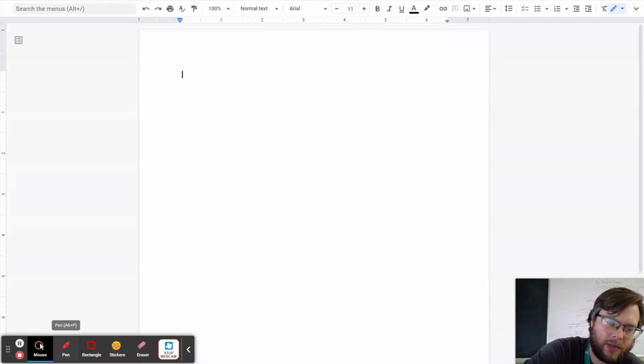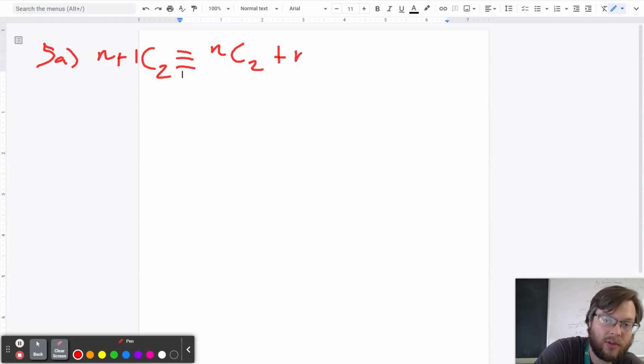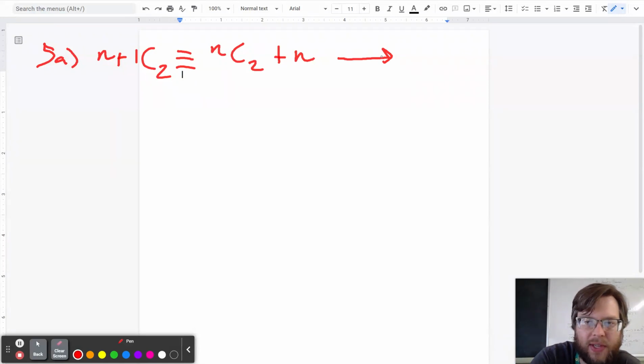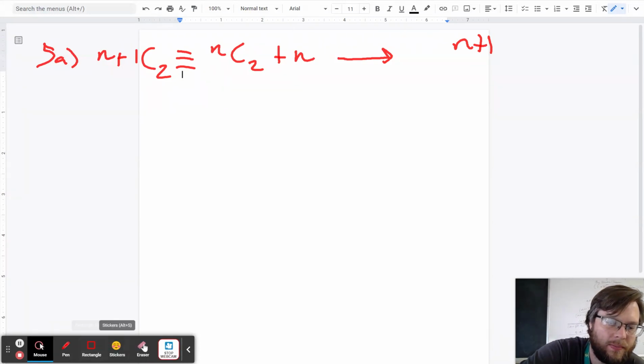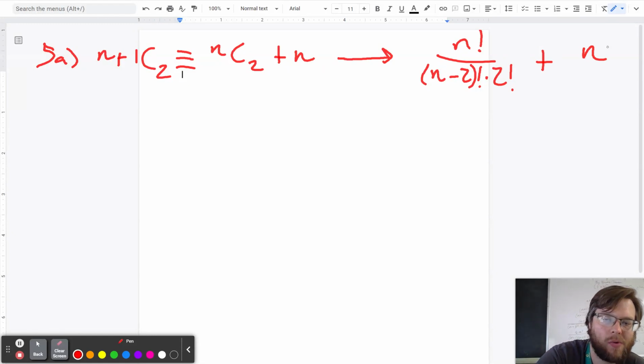All right, so I had some people ask about question 5, proving some combination coefficients. So I have n plus 1 choose 2 is equivalent to n choose 2 plus n. And so sometimes it's nice to just write over here the right side of it in a different way. The right side is not n plus 1. The right side is just n factorial over n minus 2 factorial times 2 factorial plus n. Okay, so this is kind of my goal.